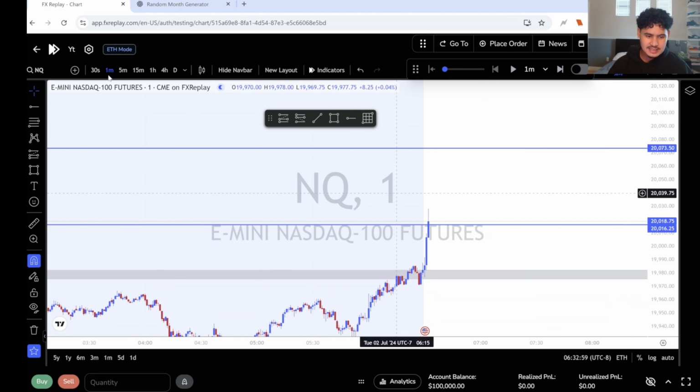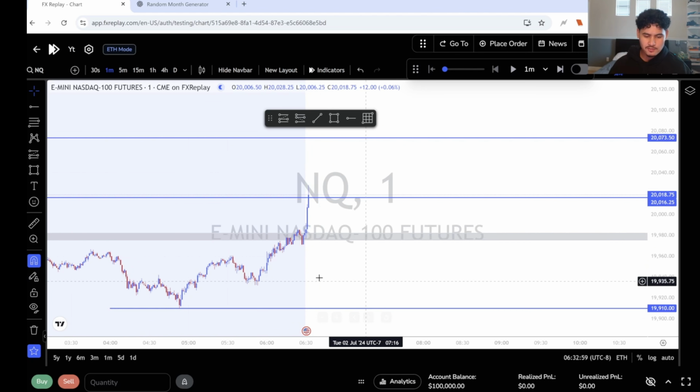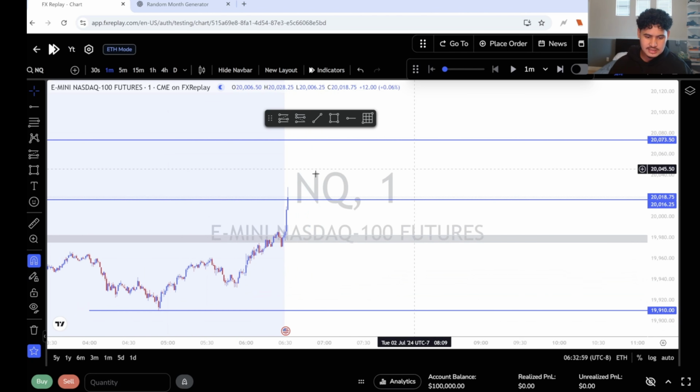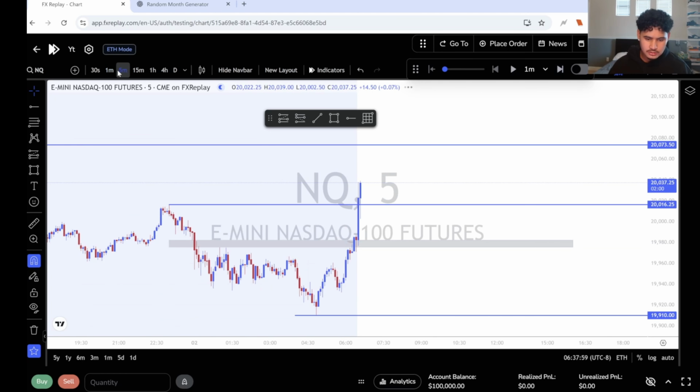Now my next thing after a draw gets taken, I see if we continue past this draw and if we want to continue to the next draw. If we start chopping around or if we reject off of it, then I look to just move on to the next day or potentially target this low right here. So let's see what happens. Okay, it looks like we're displacing through.